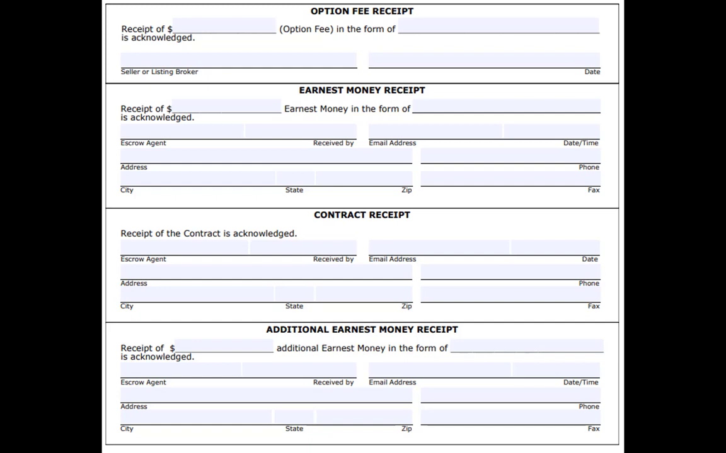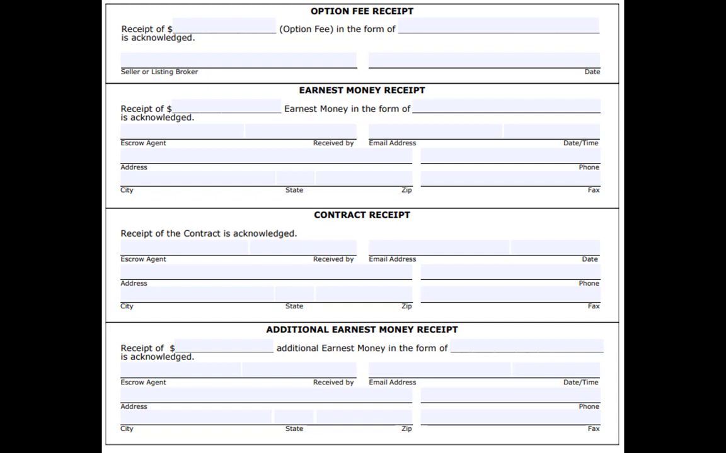Next one, it says contract receipt. This is a brand new receipt. This receipt is just saying that the escrow agent received the actual contract itself. Believe it or not, some people will deliver the contract without delivering the earnest money. Let's say the contract was emailed and the earnest money was sent in overnight mail, and those are going to be two separate times. Well, the satisfaction of delivering that earnest money is not made when the contract is delivered. The earnest money has to be delivered in order to satisfy the earnest money delivery requirements.